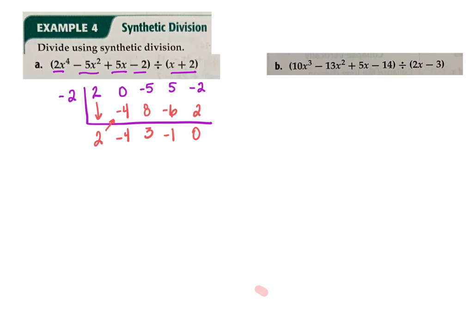I started with x to the 4th, so I am going to have 2x cubed. I go 1 down from my initial degree. And then I just go down minus 4x squared plus 3x minus 1. That is that division. That would be my answer. I don't have a remainder, so I don't have to put anything over my divisor. So I am done with that one.